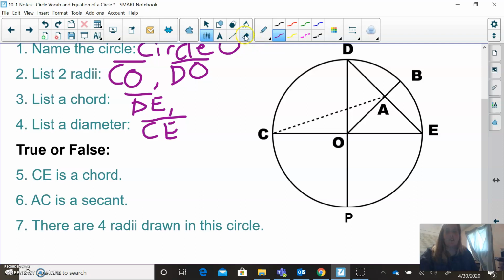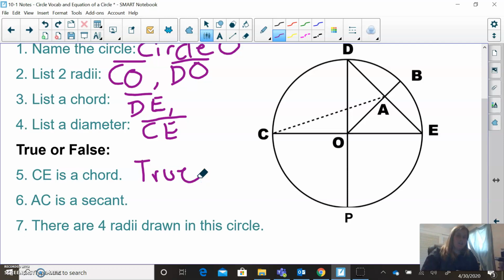Okay, so make sure you are actually drawing the line above. Okay, it is not the right answer if you don't use the line. Okay, if you just say DE and not have the line on top, then it's not correct, okay? So CE is a chord. Now, we just said CE was the diameter, and remember, the diameter is a special chord. So this is true.